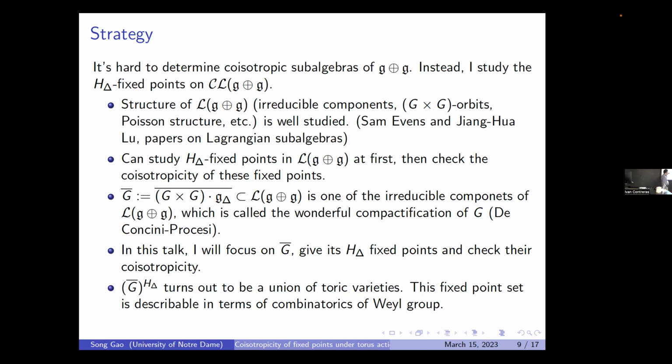In the following, I will give the torus fixed points inside that irreducible component and determine which of them are coisotropic. It turns out that this fixed point set is a union of toric varieties, and we can describe them using combinatorics of the Weyl group.